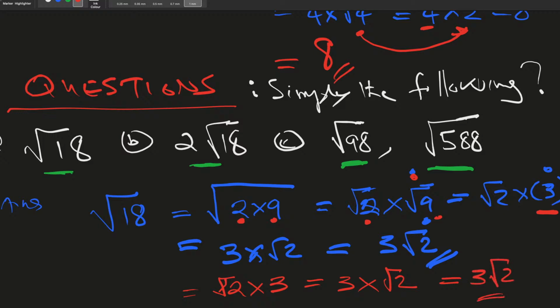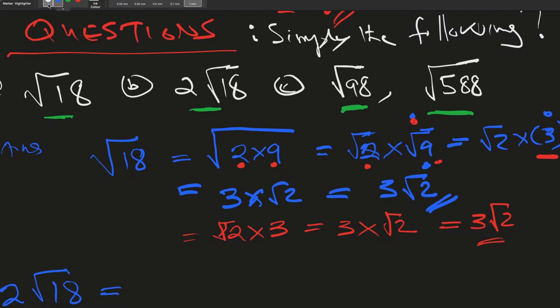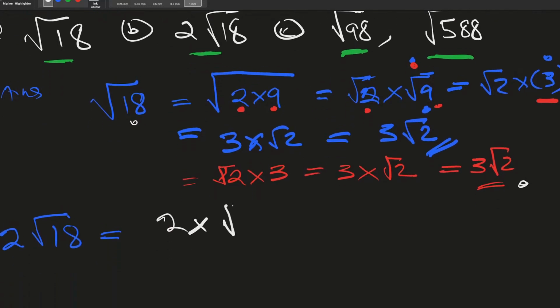That's the simplified form. Now let's look at 2 root 18, which we will call 2 surd 18. How do we solve that? If we are very quick, you will see that when we solved root 18, this was our answer, so we can straightforwardly substitute it in place of root 18. But we are not going to do that. We are going to do it step by step. So you know this means 2 is multiplying root 18.